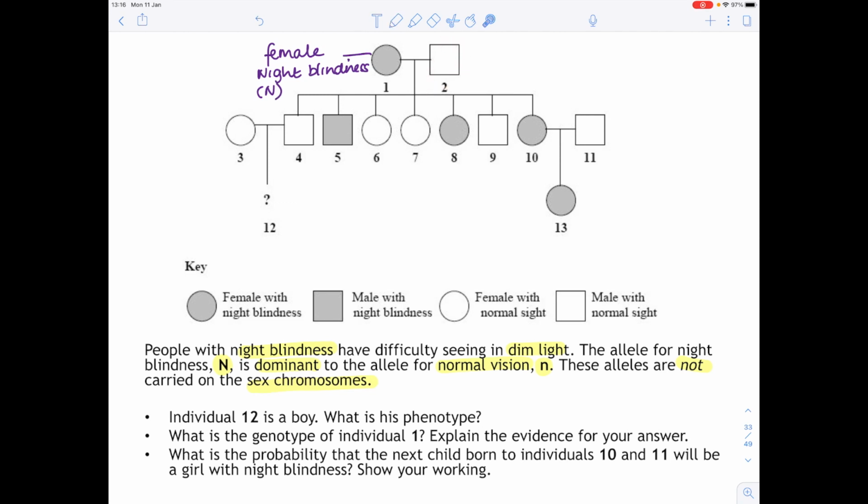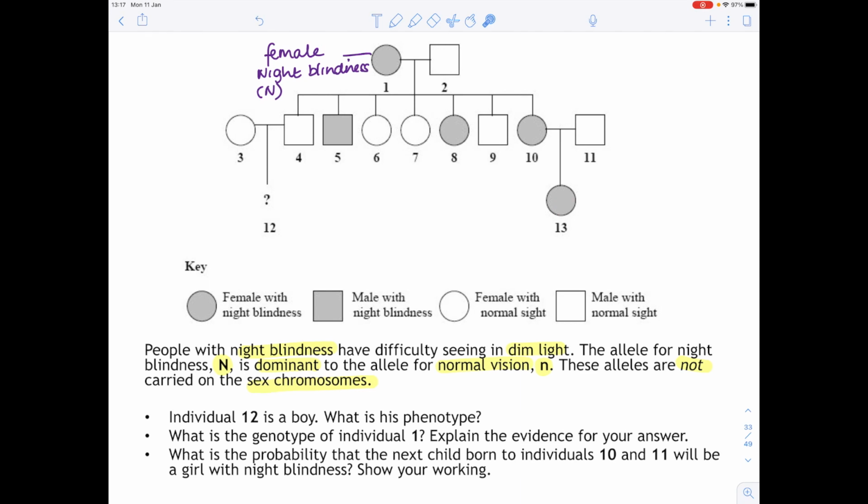Here's the male who's unaffected. They have 1, 2, 3, 4, 5, 6, 7 children. These 2 are sons, then they have 3 daughters, another son, and finally another daughter. And the shaded ones show affected individuals with night blindness.